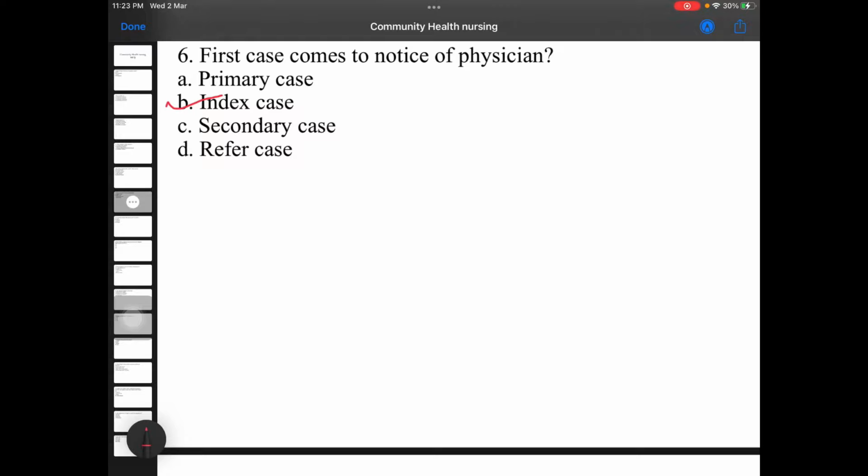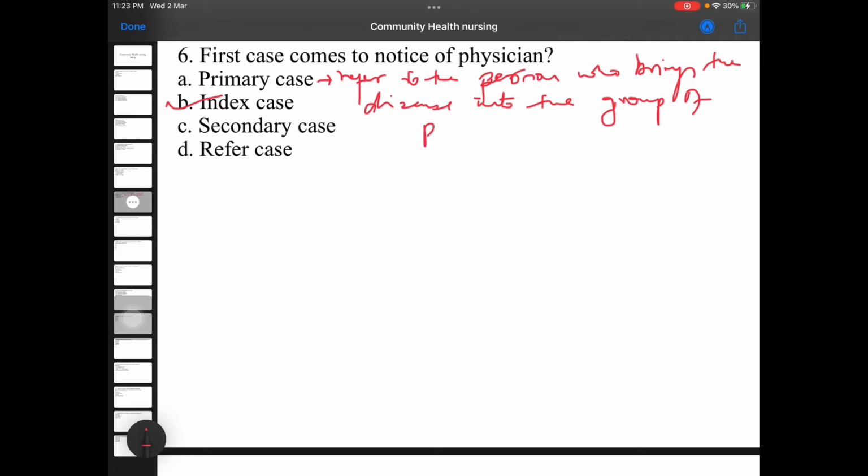So what is primary case? Primary case refers to the person who brings the disease into the group of people. That is called primary case. And index case is the first identified case.